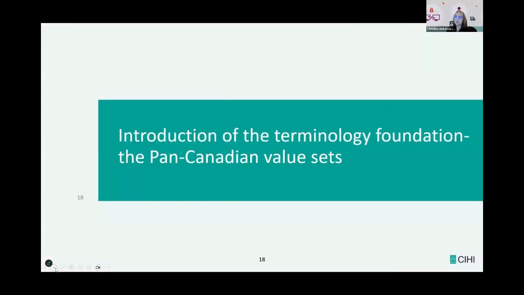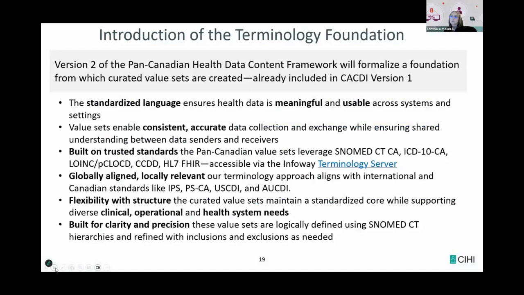So now I'm going to introduce the terminology foundation for the Pan-Canadian value sets. As part of version 2 of the Pan-Canadian Health Data Content Framework, we are formalizing a foundation of curated value sets. And what I will also want to mention is that we already included this as part of version 1. So what we want to make sure we're doing is using standardized language to ensure that health data is meaningful and usable across systems and settings. We want to make sure that the value sets enable consistent and accurate data collection and exchange while ensuring shared understanding between data senders and receivers.